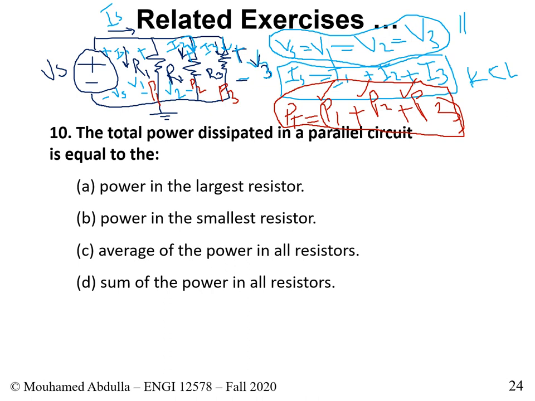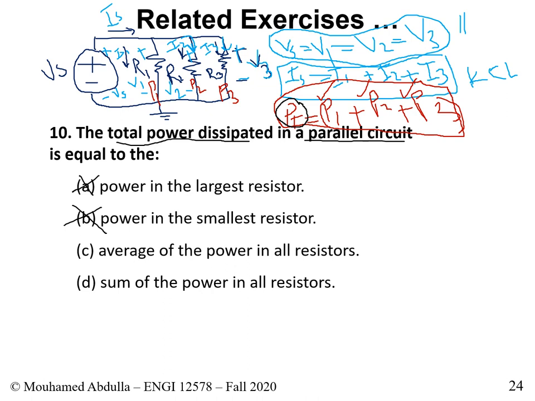So we're asking, what is the total power dissipated in a parallel circuit? So it's equal to the power in the largest resistor. That's not quite true, because if you look at your PT here, there's no mention of a bigger resistor or not. It's just all the contributions should be accounted for. So A is wrong. It's the power in the smallest resistor. This is also wrong. It's all resistors. It's not about the largest resistor or the smallest resistor.